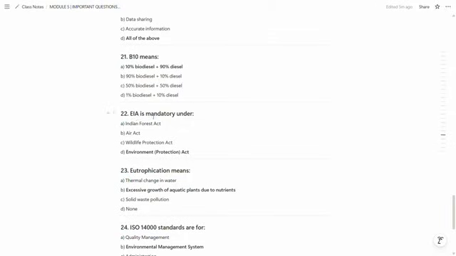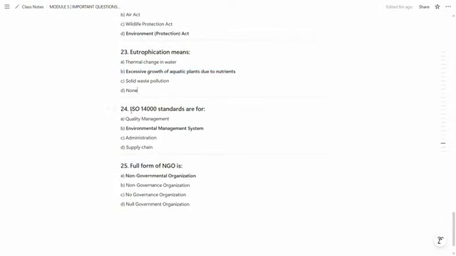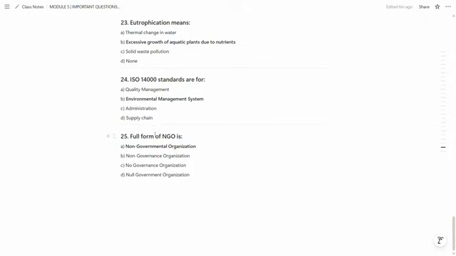Now EIA mandatory under Environment Protection Act. So T is the correct answer. Now in the 23rd question, eutrophication means excessive growth of aquatic plants due to nutrients. So B is the correct answer. Now the next question is ISO 14000 standards are for environmental management system. So B is the correct answer. Now the last question is full form of NGO is non-governmental organization. So A is the correct answer.